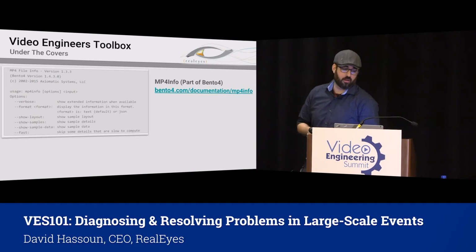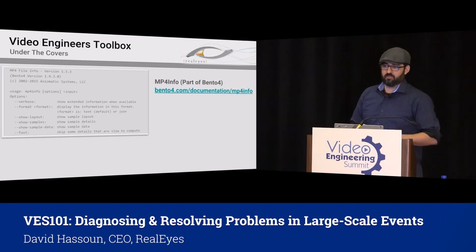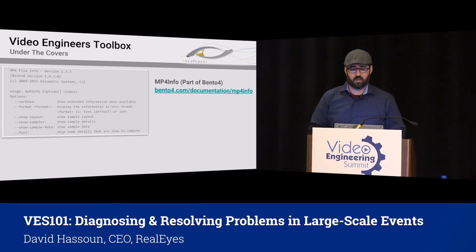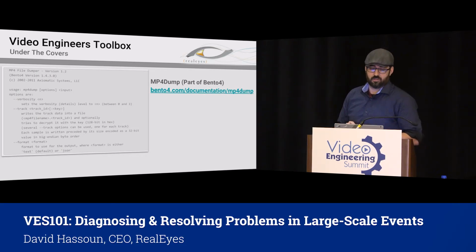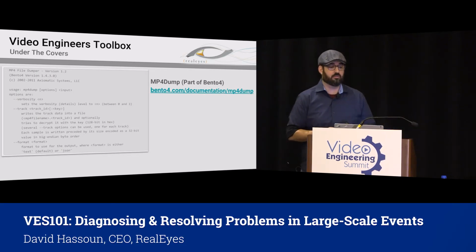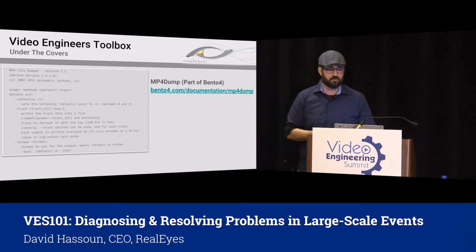Bento4 has a couple different things. They have the MP4info tool. That's going to give you some really good information about the packaging and the structure of it. This can be really valuable. There's also MP4dump. This gives you some really good deeper data on the actual structure of the file and how things are looking when you need to see deeper data. This is really good. It can support JSON output and so forth.